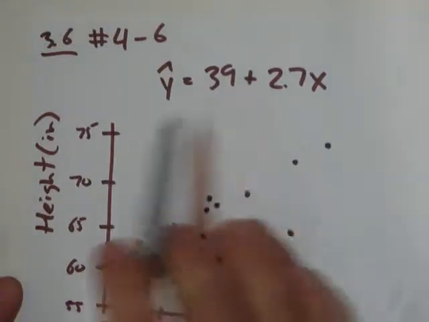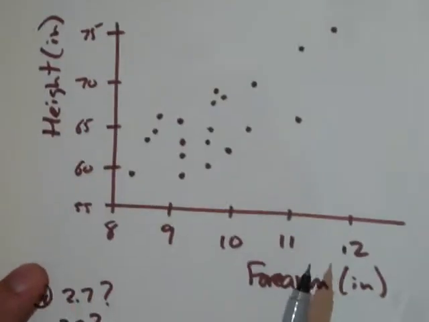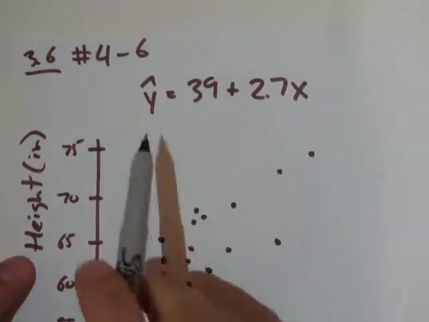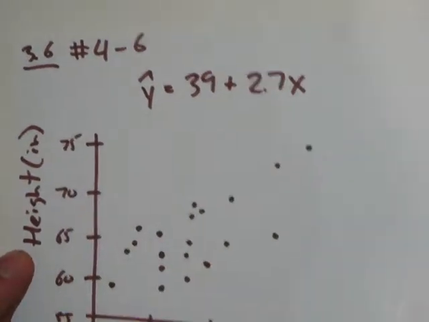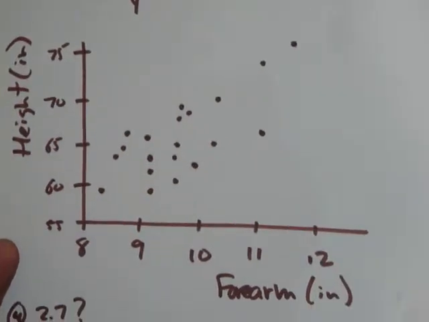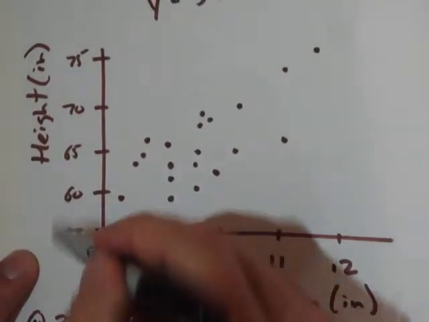Okay, we're back. So here we go. Now we're looking at this equation. This is our equation for this time. We're revisiting an old situation we had with the forearm length right here and the height right here.